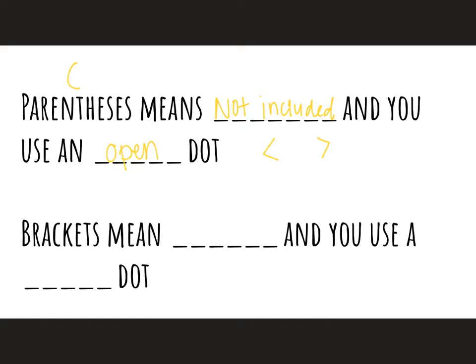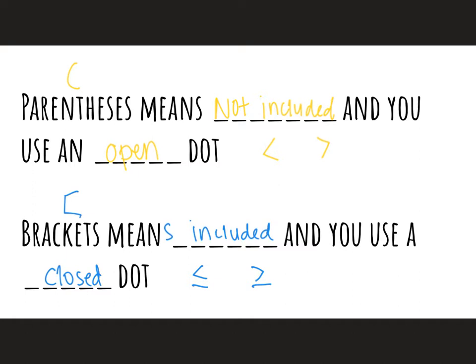Now, a bracket would mean that it is included. So it means included, and you use a closed dot. And that is going to be for the less than or equal to and greater than or equal to. That means that the number that you're talking about is included in the set. It goes all the way up to and including that number.